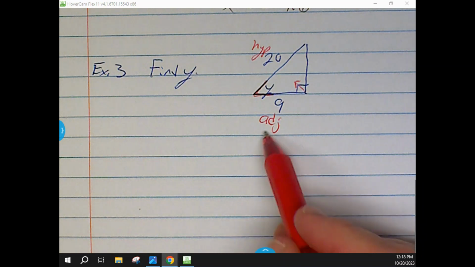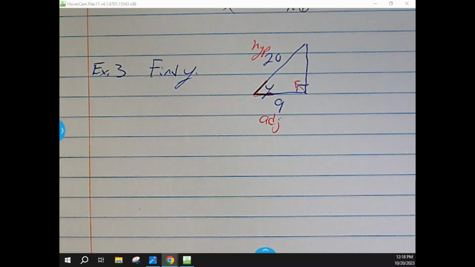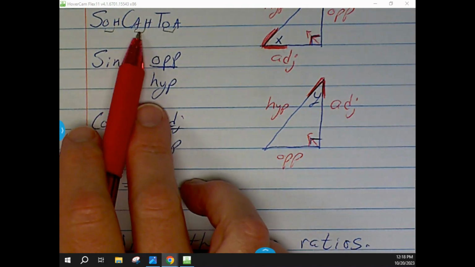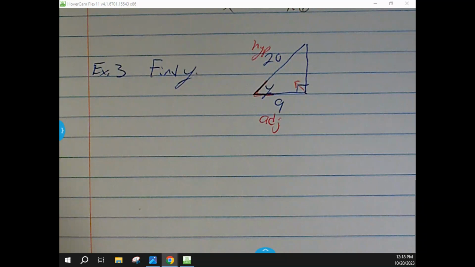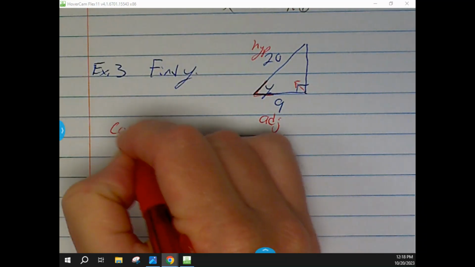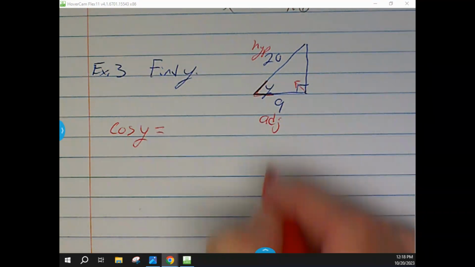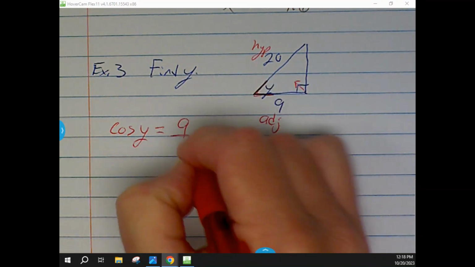So if you've got the A and the H, that means you got to use cosine, because that's the CAH part that we got here. So we got to go cosine of the angle, which in this case is y, equals adjacent over hypotenuse.